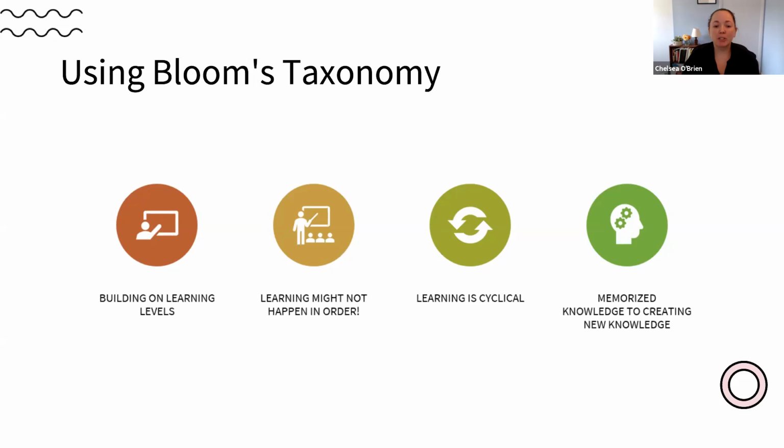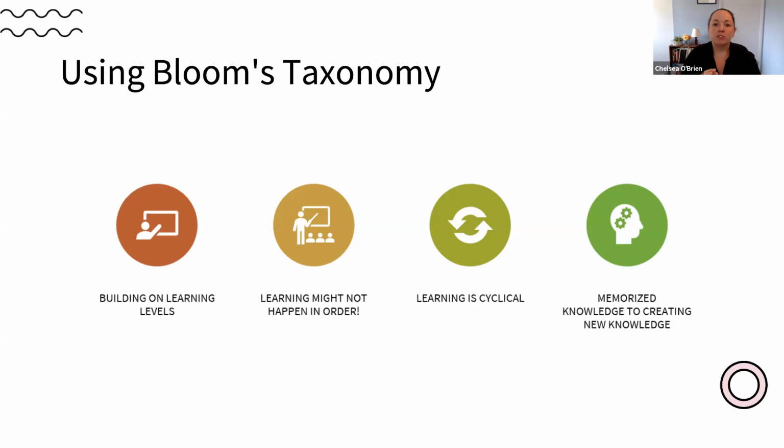The second bullet is learning might not happen in that order, and that's totally okay. We can jump around the taxonomy. This just provides us a framework to understand how each of us learns at a different level depending on the subject and how deeply we understand something. Learning is cyclical. Just because you've gotten to that top stage that Bloom calls create doesn't mean that you stop learning. Usually when you get to that create stage, you start to have more in-depth questions, and then you get to go on a brand new journey about learning new things within that same topic.